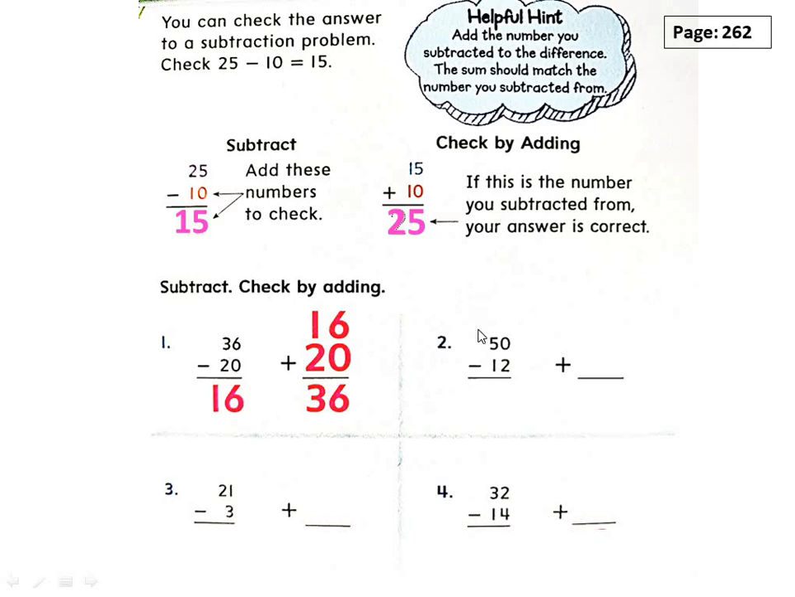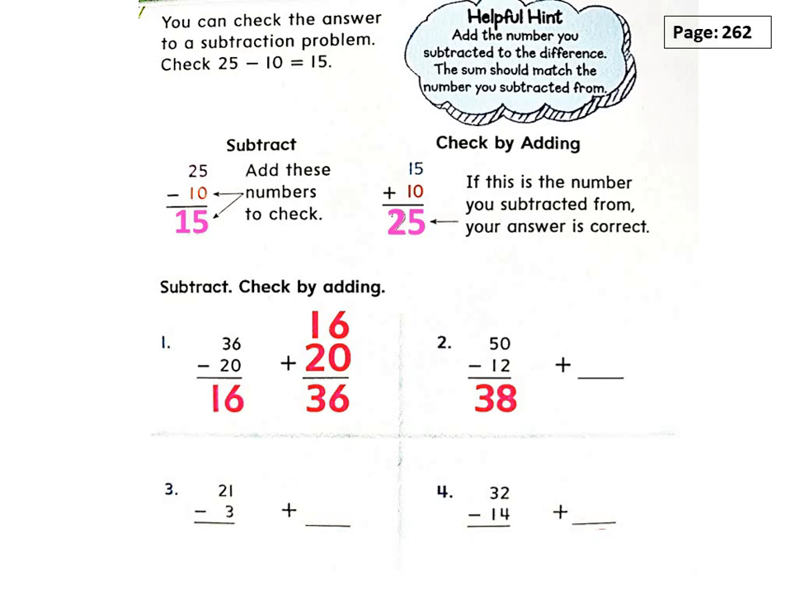Let's see question number 2. We have 50 minus 12. So 0 minus 2. Can we subtract 0 minus 2? It's not allowed. We cannot. We don't have enough ones. So we have to regroup. So this 5 is gonna be 4 and the 0 is gonna be 10. Now 10 minus 2 equals 8 and 4 minus 1 equals 3. So the difference is 38.